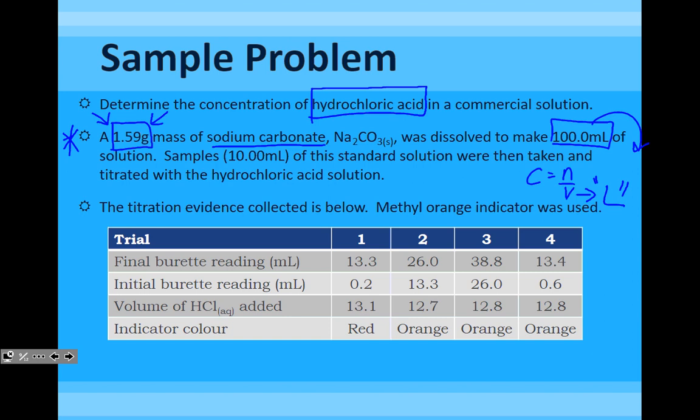We also know that each of the samples is 10 mils. What we have to figure out with this table is the volume of the titrant.